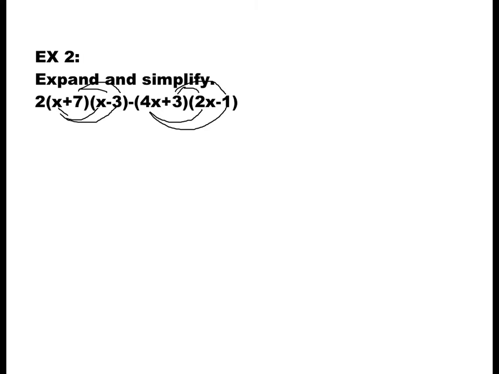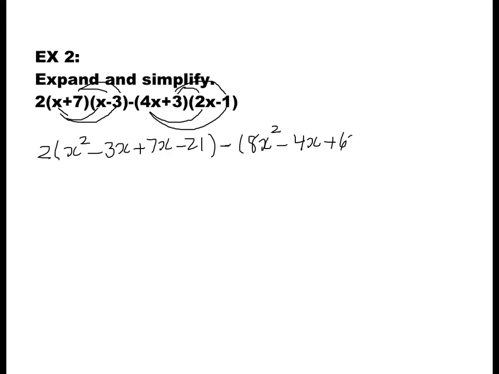The 2 is going to stay outside at the moment, but x times x is going to give me x squared. x times negative 3 is going to give me negative 3x. 7 times x gives me plus 7x. And 7 times negative 3 is going to give me negative 21. That's going to be the product of the first two brackets. In the second bracket, I still have a negative between them. 4x times 2x is going to give me 8x squared. 4x times negative 1 is going to give me negative 4x. 3 times 2x gives me 6x. And 3 times negative 1 gives me negative 3.